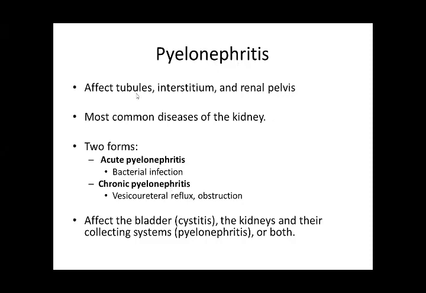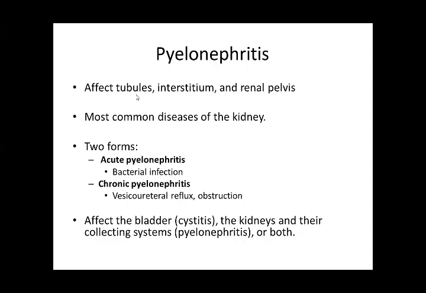So pyelonephritis affects tubules, interstitium, and renal pelvis. In the kidney, we have tubules, interstitium, and renal pelvis. Why did we exclude the Bowman's capsule? Because we have glomerulonephritis for that. So it is not glomerulonephritis. Pyelonephritis is everything below the glomerulus. It is tubules, interstitium, and renal pelvis. Most common disease of the kidney.